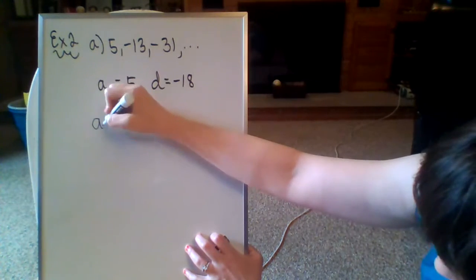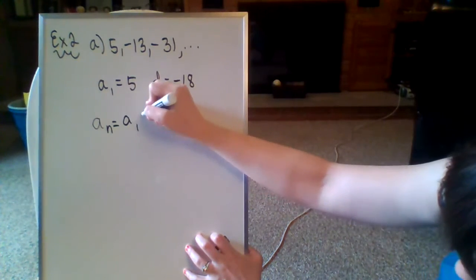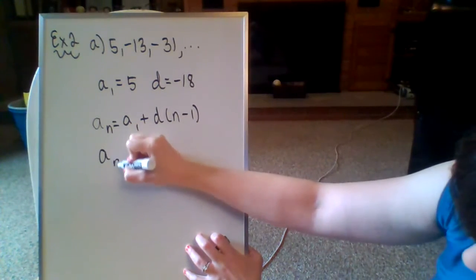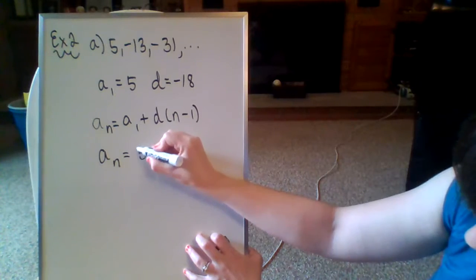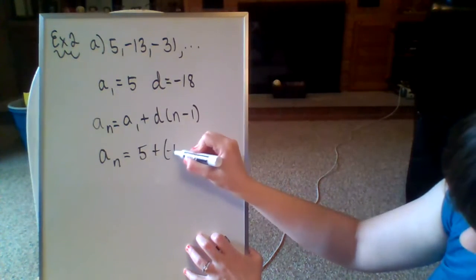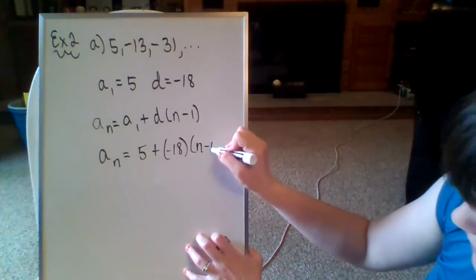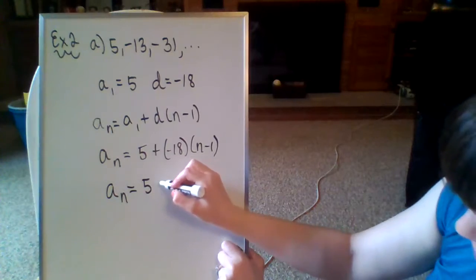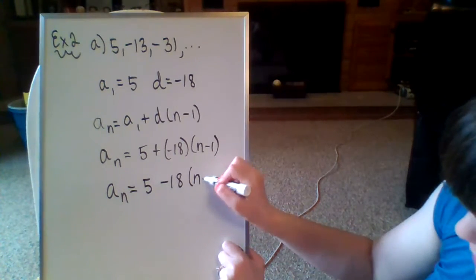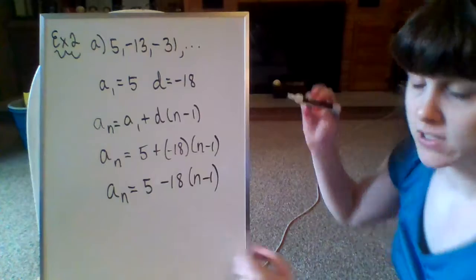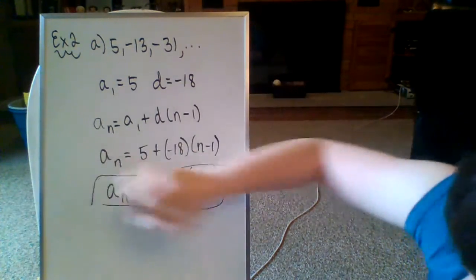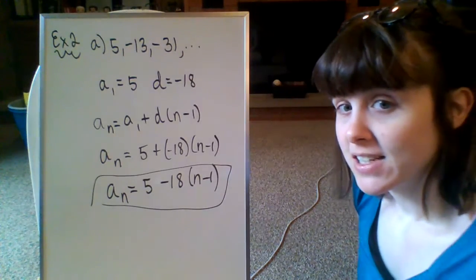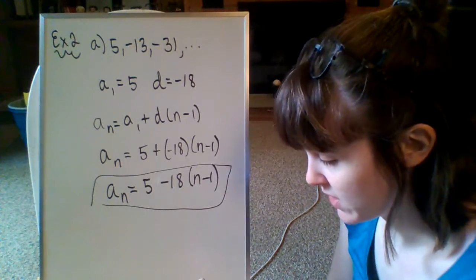So like I said, n is going to stay n. And now we're going to write our equation. So it has to look like this. So an is going to stay an. A1 was 5. The difference is negative 18. So technically speaking, our equation is 5 minus 18 times n minus 1, like that. So that is the equation. Okay, so hopefully that seemed pretty straightforward.